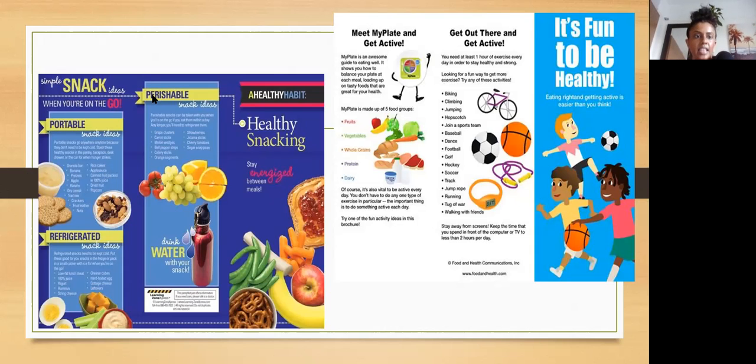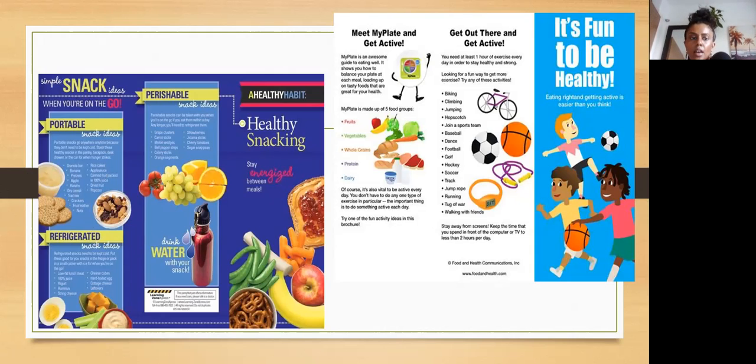So one we have is simple snack ideas. So ideas of what you could have at home as a snack. So healthy eating brochure. And another one is it's fun to be healthy, which is another similar healthy eating brochure, which talks about eat what you can put on your plate and how to get active and what to do.